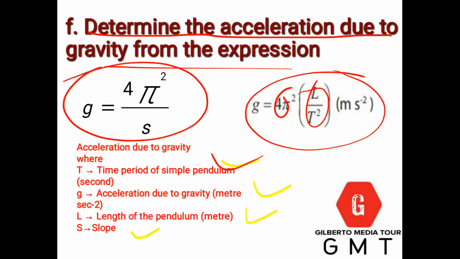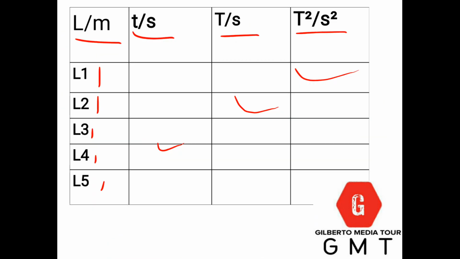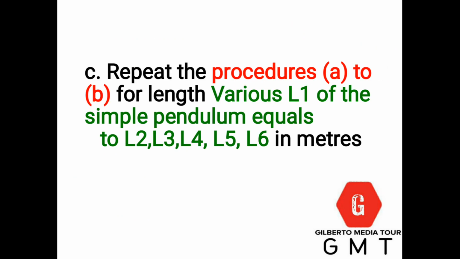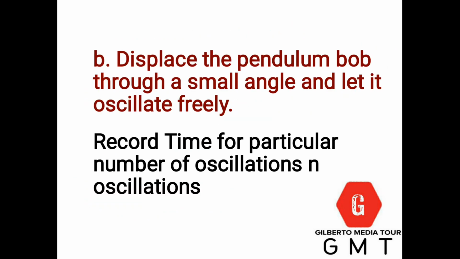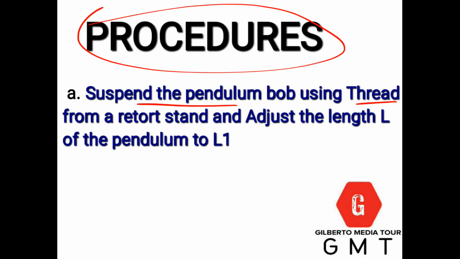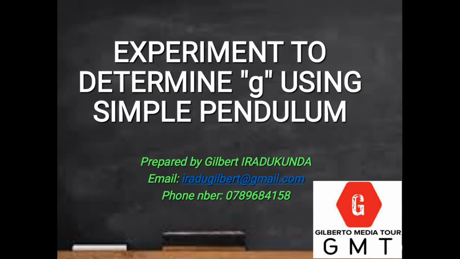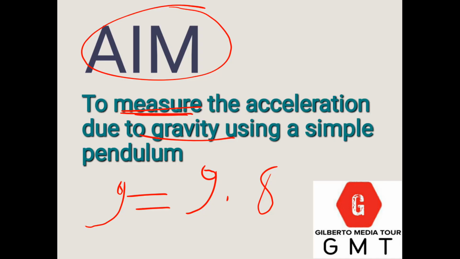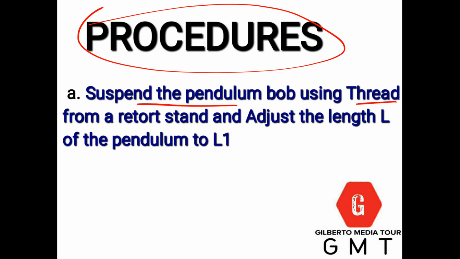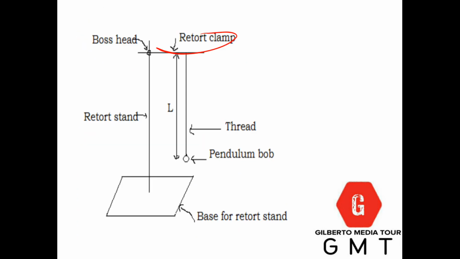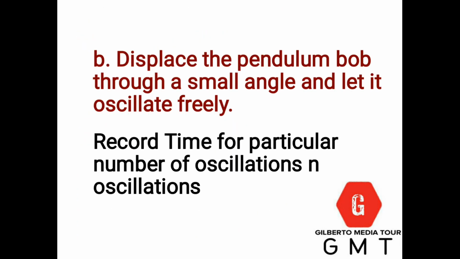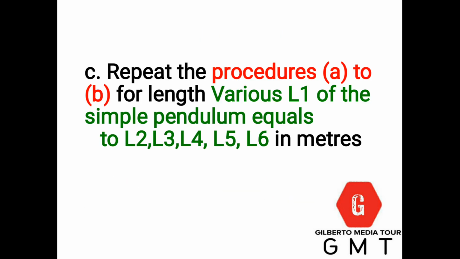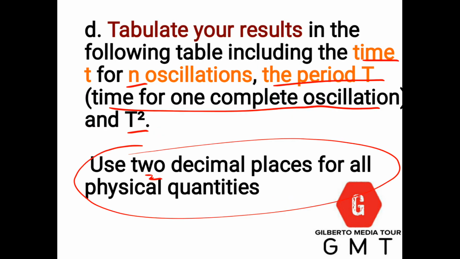Now these are the steps followed to determine the acceleration due to gravity using a simple pendulum. Remember that the simple pendulum is one of the oscillators used in simple harmonic motion. Next session we shall see an example of an experiment where we determine the acceleration due to gravity using this simple pendulum.